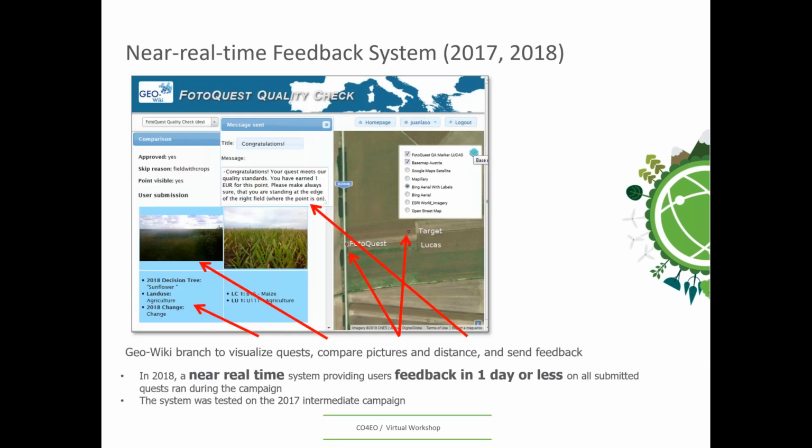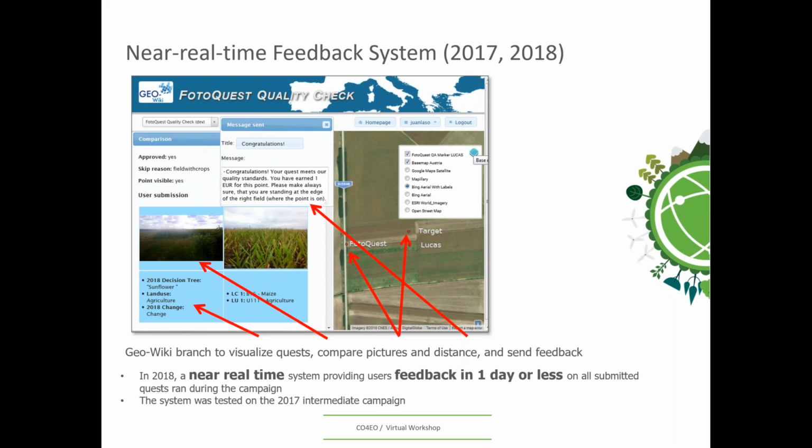And then I mentioned this near real-time feedback system, which we introduced in this intermediate campaign in 2017 and used in anger in 2018. So the idea was, a player or a user would go out, do a quest, the information would come to us, and then we have a branch of GeoWiki called PhotoQuest Quality Check. So we would see, for example, where did the player get to on the map? Where was the target? And actually, where was the Lucas Surveyor? And sometimes the Lucas Surveyor was not actually at the point either, yeah?